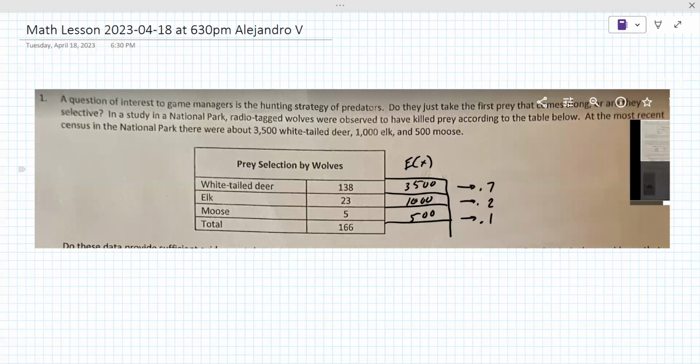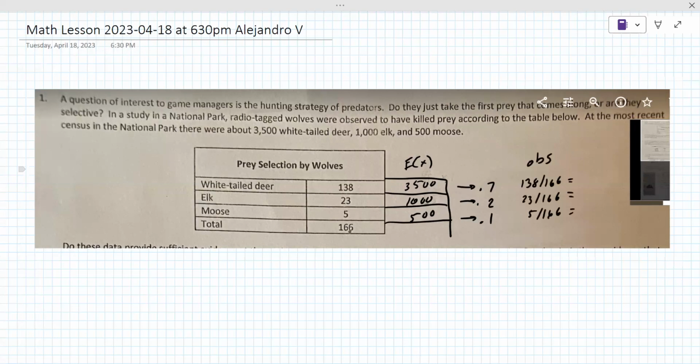So what I'm trying to say is you cannot work directly with these counts, even though we almost always work directly with the counts. Even in all the problems we've been doing, we've been working with counts. So for the observed, we've got to do somewhat of the same thing here. The observed is 138 out of 166, and we'll get that number in a moment. Then it's 23 out of 166, and then 5 out of 166.